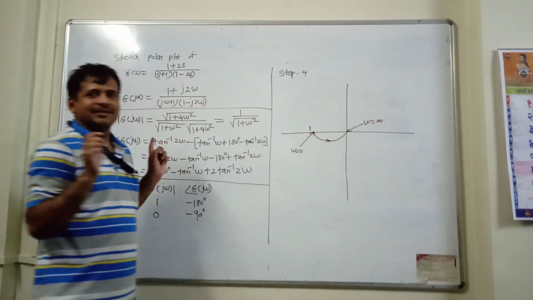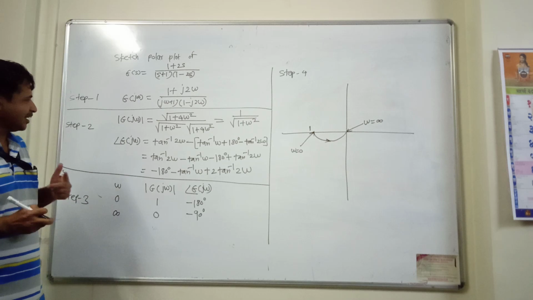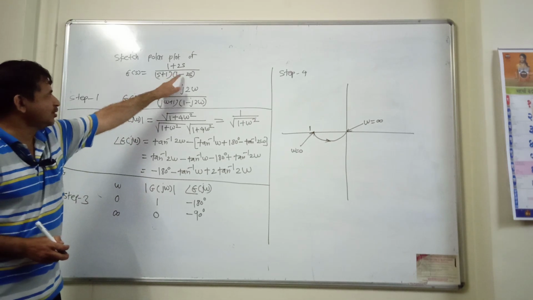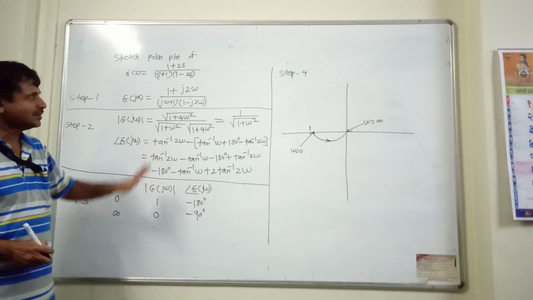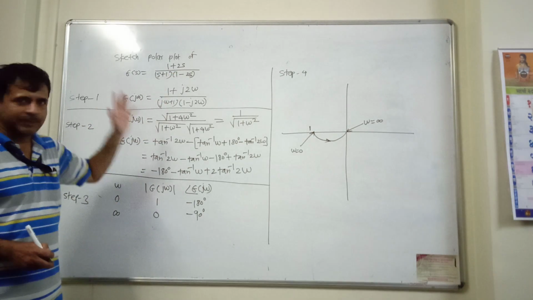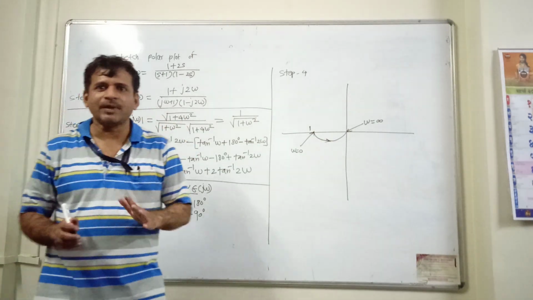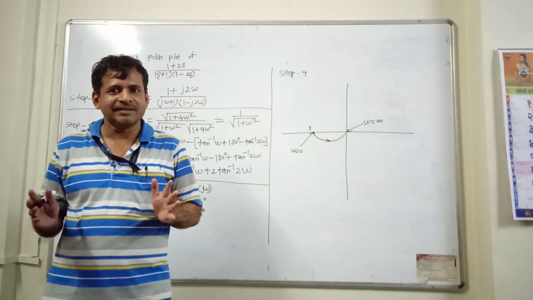Very simple. It looks simple, a very short problem, but students make mistakes in finding the phase because of this negative number. So I purposely took these 2 examples, which are typical and called non-minimum phase systems.